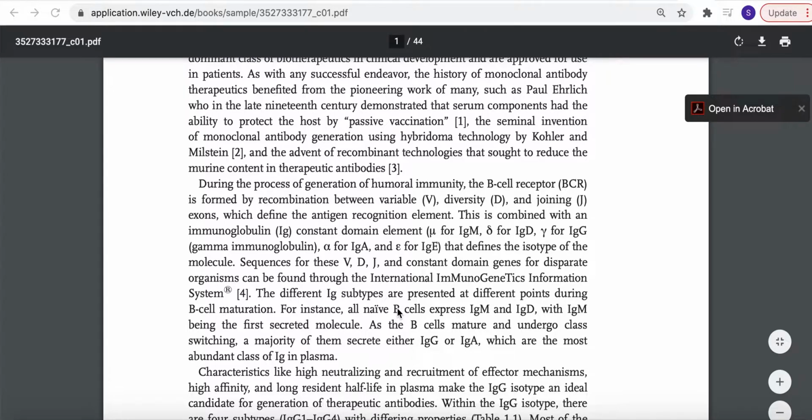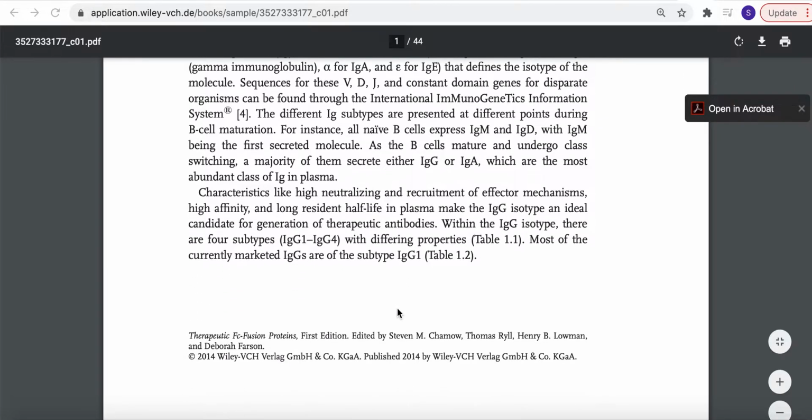The different Ig subtypes are presented at different points during B-cell maturation. For instance, all naive B-cells express IgM and IgD, with IgM being the first secreted molecule. As the B cells mature and undergo class switching, a majority of them secrete either IgG or IgA, which are the most abundant class of Ig in plasma.